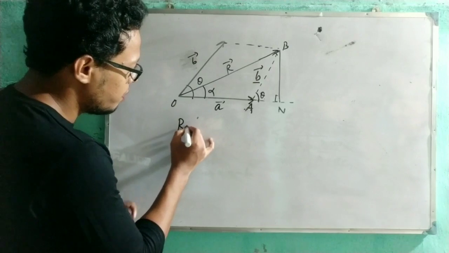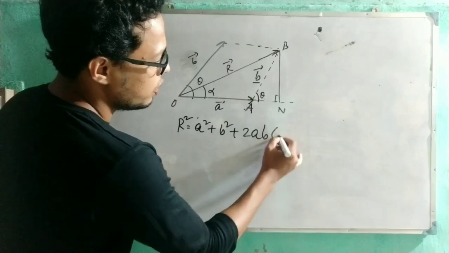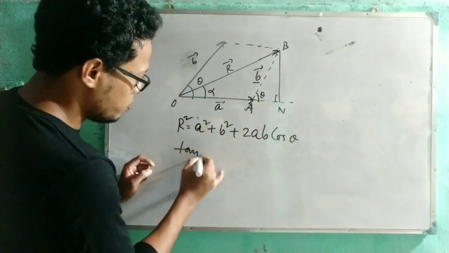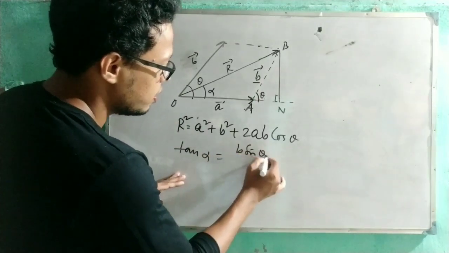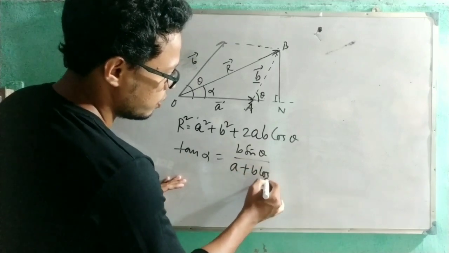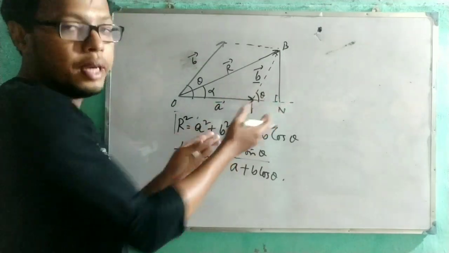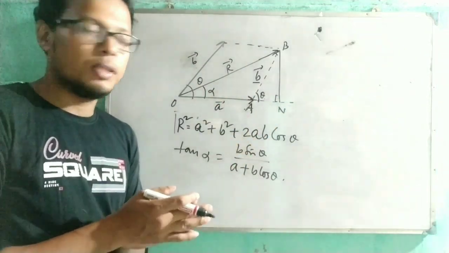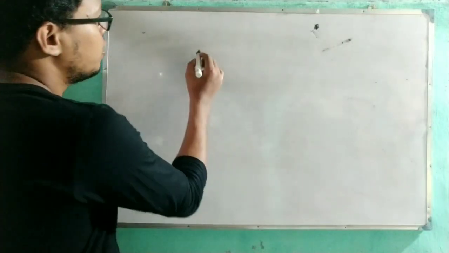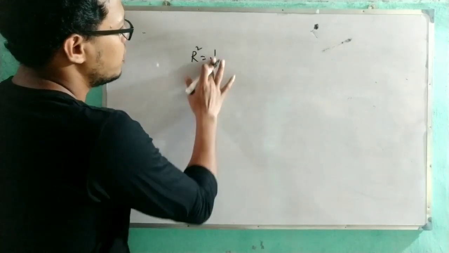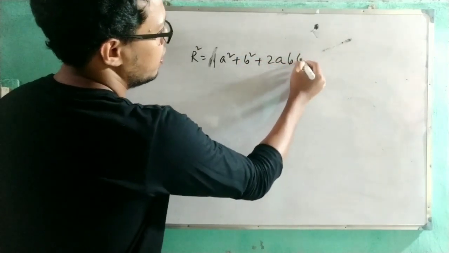Then the resultant will come as R square equals A square plus B square plus twice AB cos theta, and the direction of the resultant, tan alpha, equals B sin theta divided by A plus B cos theta. That derivation we got from the triangle law. Otherwise, here also you can derive it, no problem, but the same derivation will be there. So we got the magnitude of the resultant and the direction also. The relation of the magnitude we know: R square equals A square plus B square plus twice AB cos theta.